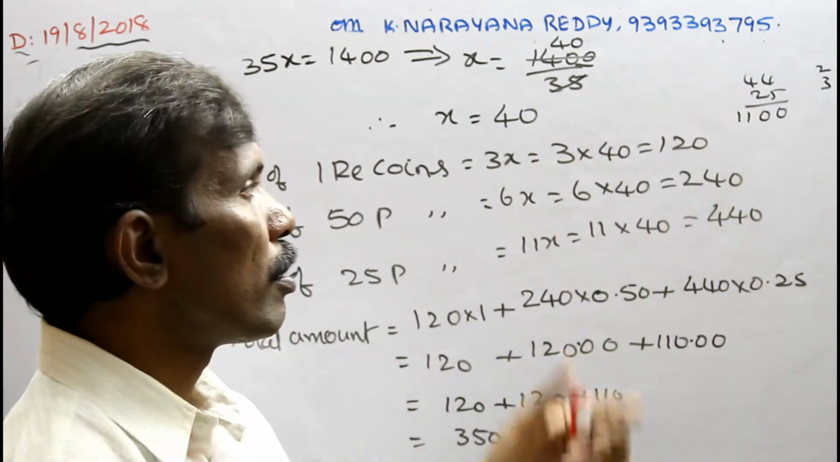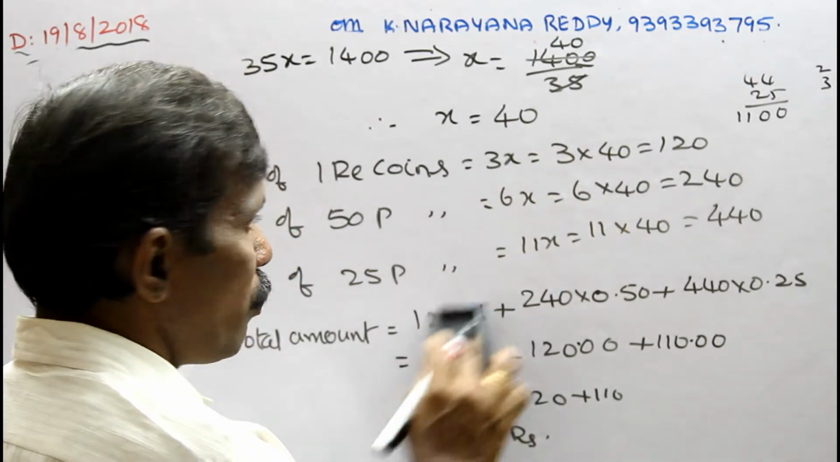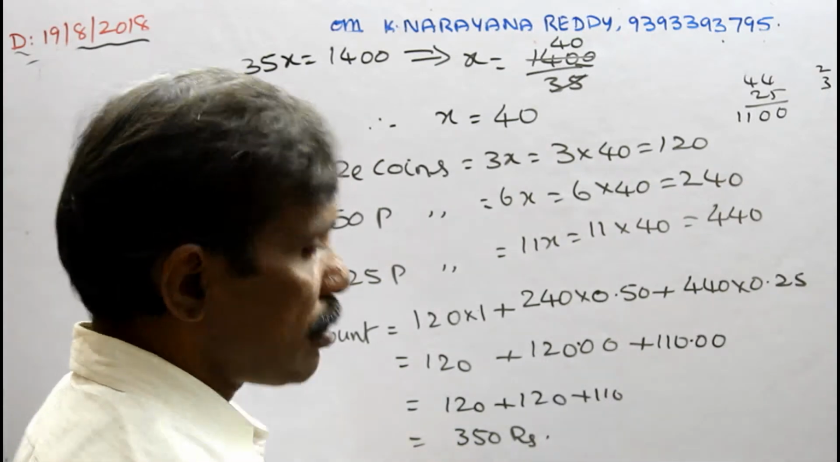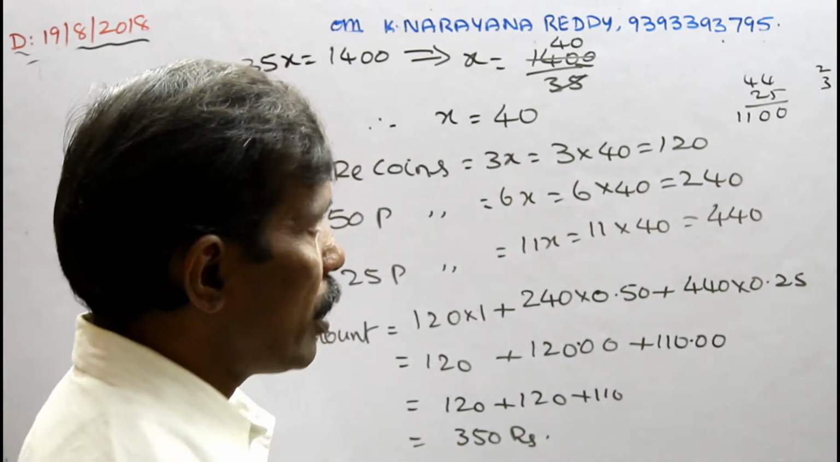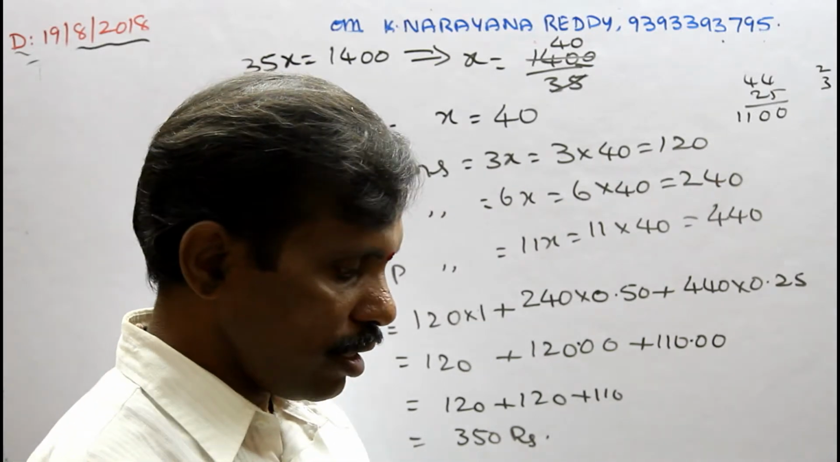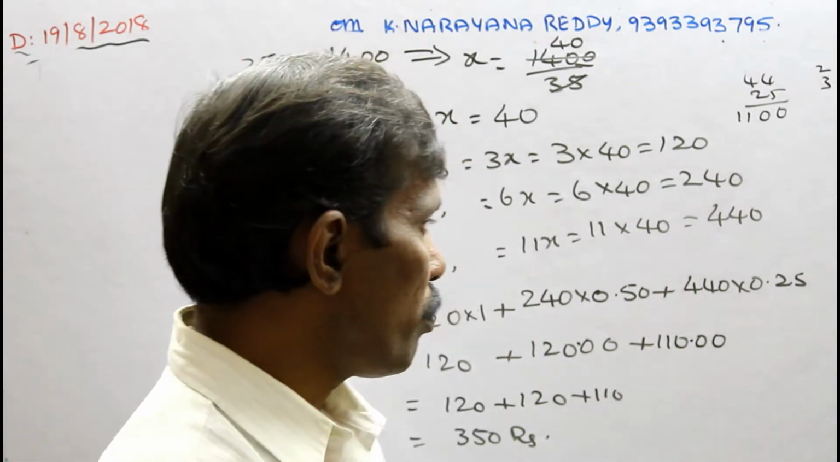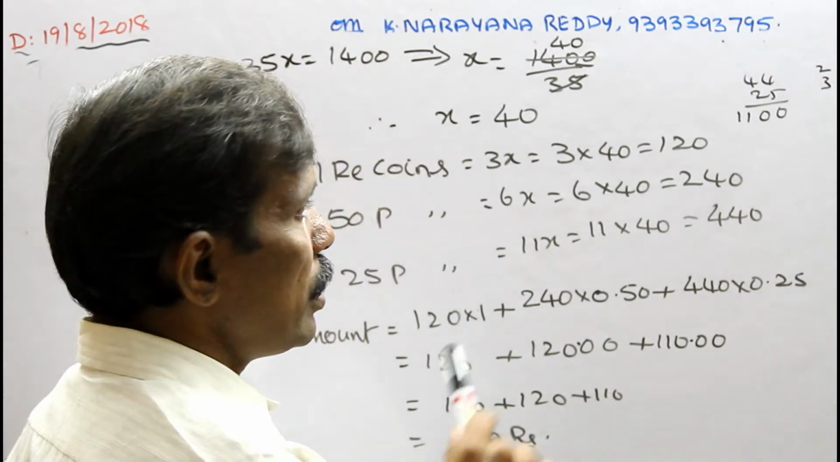How many coins are there? For 1 rupee, 50 paise and 25 paise. But this is only for our consideration, to check whether our result is correct or not. Okay, dear friends. In this way you can find individual coins. How many are there in the purse? That is 1 rupee, 50 paise and 25 paise. Okay. So this is the answer.